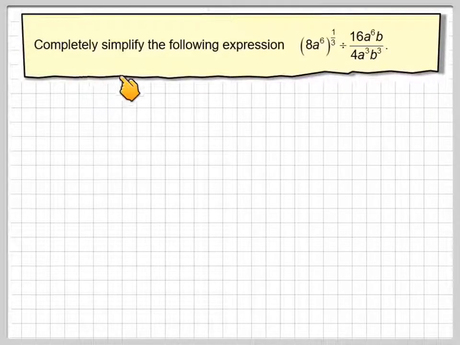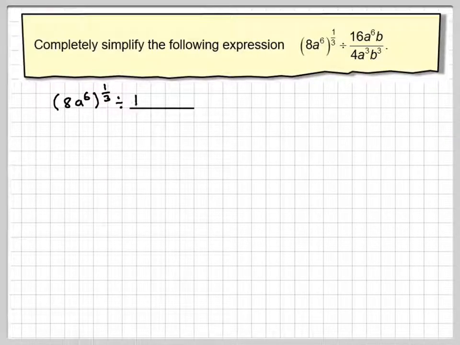Right, completely simplify the following expression. We've got (8a^6)^(1/3) divided by 16a^6 b divided by 4a^3 b^3. Okay, so the thing is not to try to do too much in any one step, but here we can do a little bit of cancelling before we start.